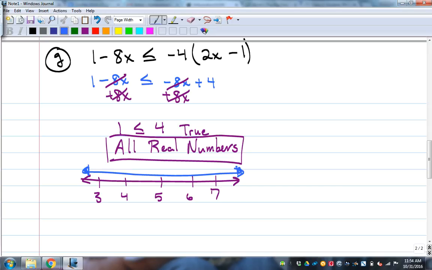I wouldn't expect you to graph that, honestly. I'm not going to ask you to graph it on a quiz or anything. But understand that all real numbers just means the whole number line is covered. No solution, there's nothing on the number line. All real numbers is the entire number line shaded in, basically. And then the others are just like what we've done before. Okay. So there's a couple of special cases that come up in these multi-steps.